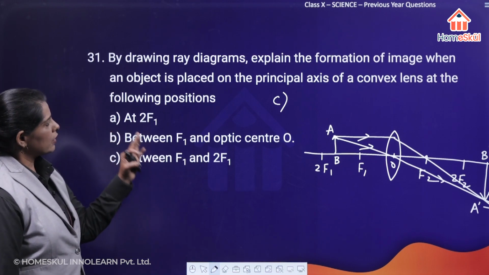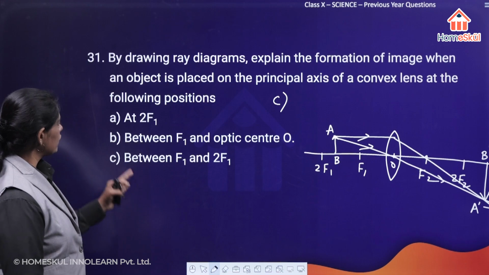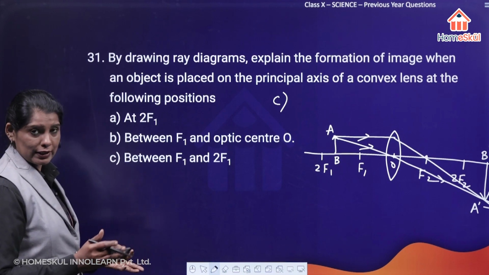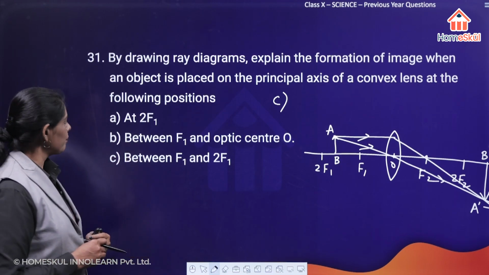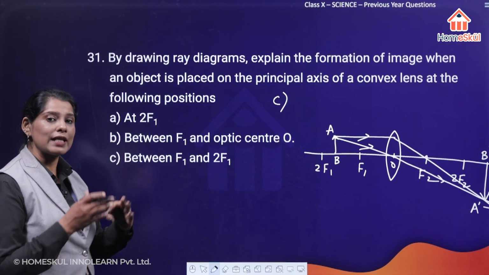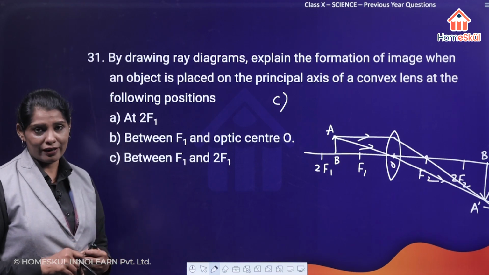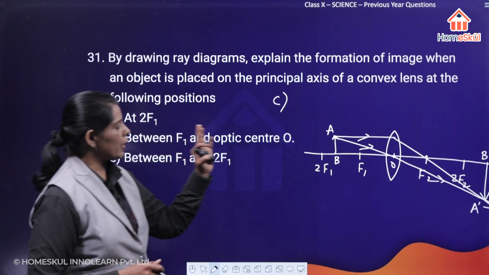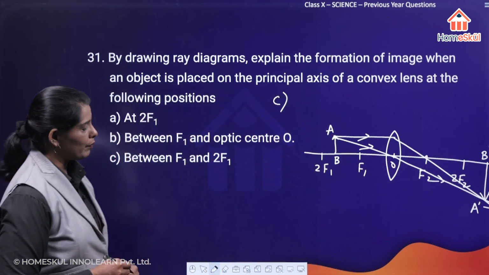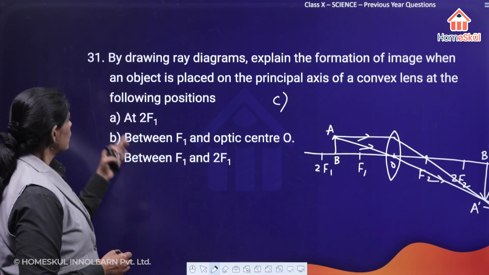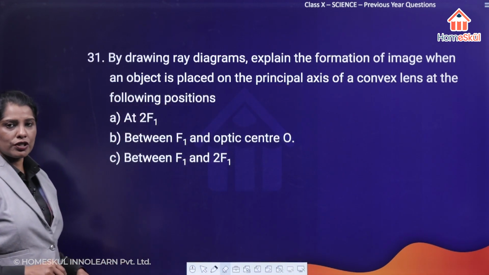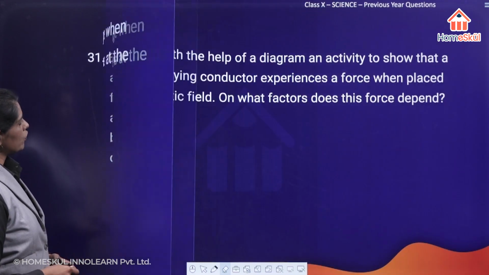Okay. So these are the diagrams which represent the formation of image when we keep the object at 2f1. In that case, we got the image at 2f2 itself, and the size of the object and the image was same. Then when it was kept between optic center and f1, we got the image on the same side as that of the object, and it was a virtual and erect image. And the third case, where we keep the object between f1 and 2f1, we get the image beyond 2f2, which is real and inverted and magnified image. Okay, so this is how we represent with the ray diagrams for the objects at different positions. Okay, coming to the next question.